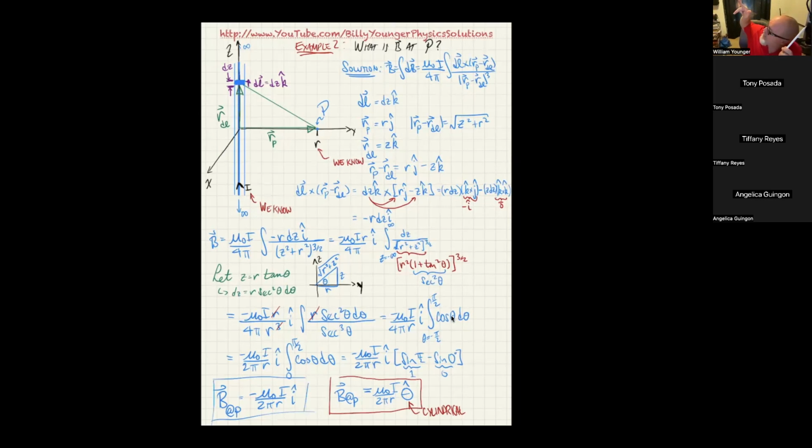So this is the P diagonal vector right there. This is the DL vector, that index finger. And then my thumb points into the board. And that too is the negative I hat direction. Does that make sense, Tony? Yes. Okay, hopefully one of those two will sit well with you.